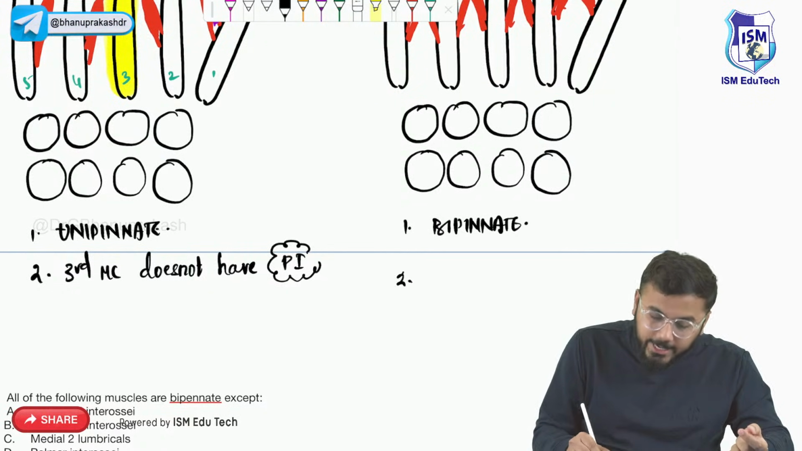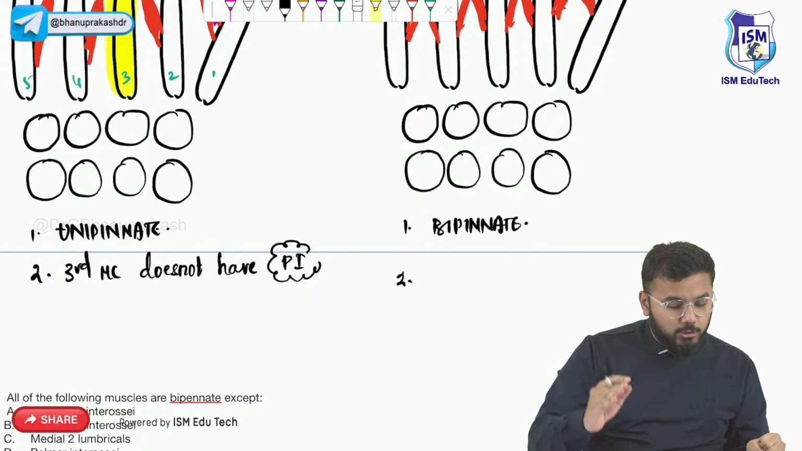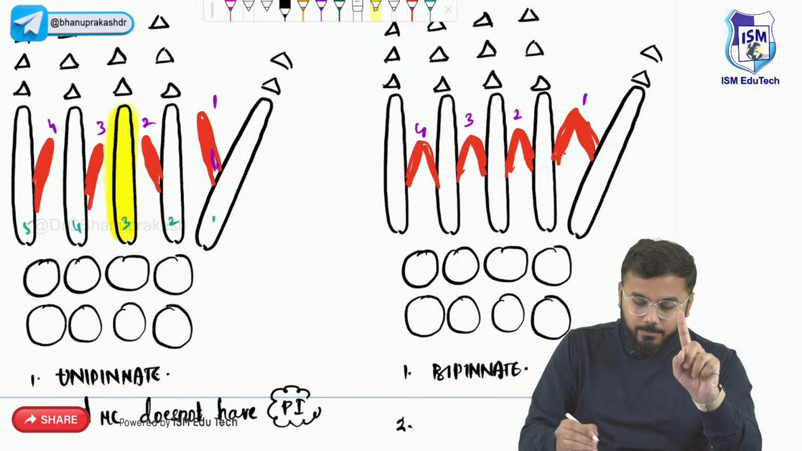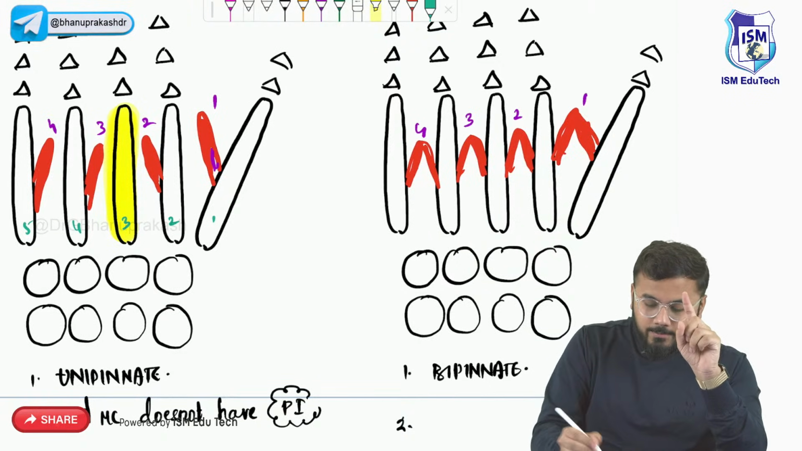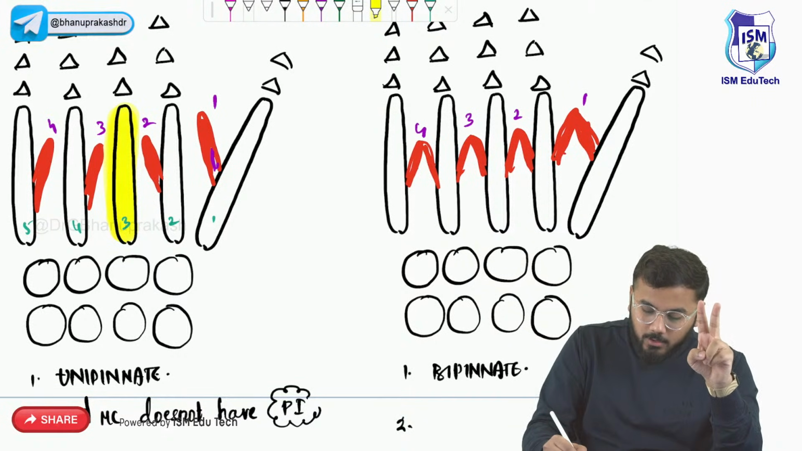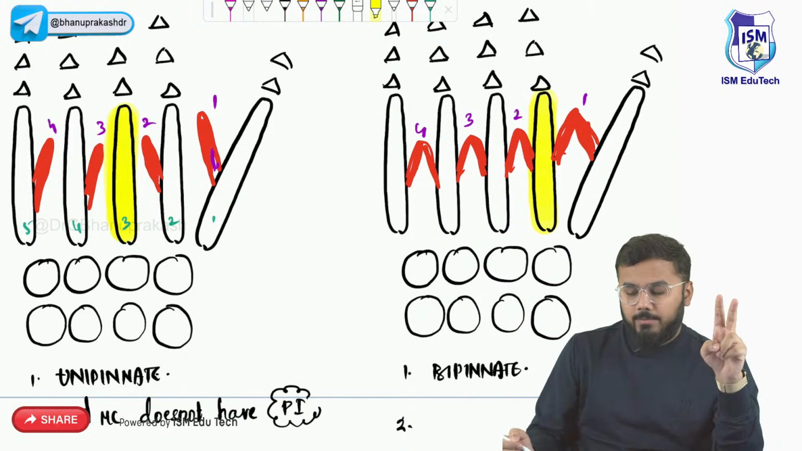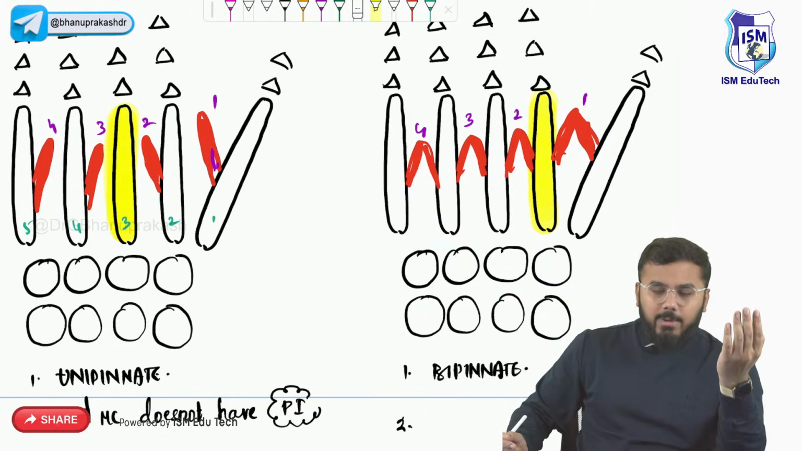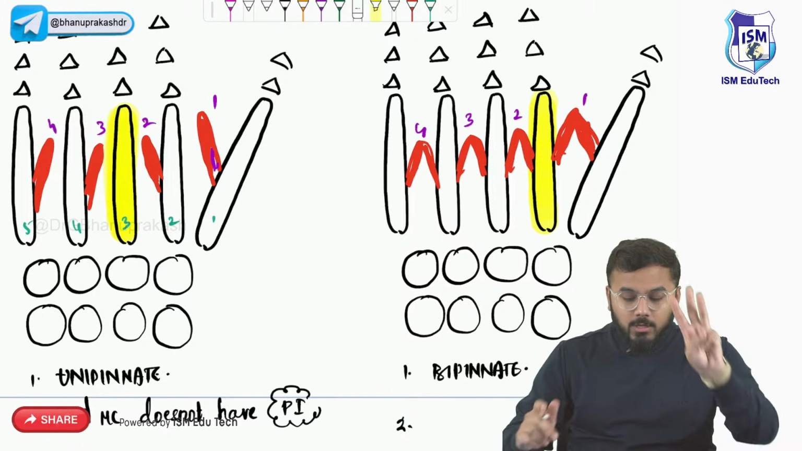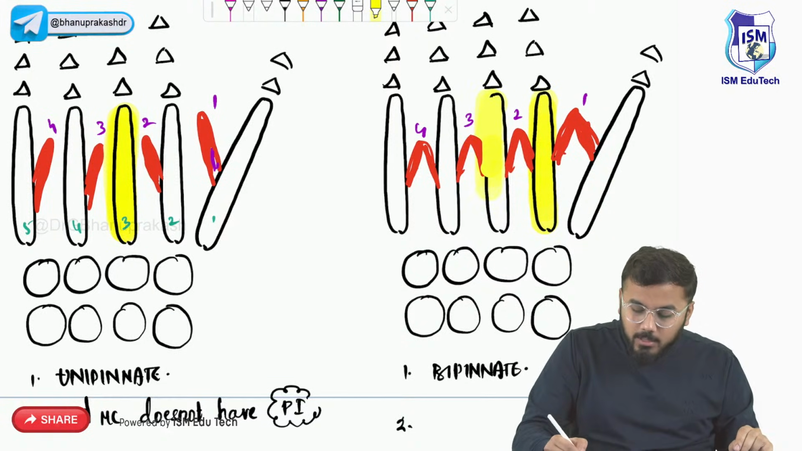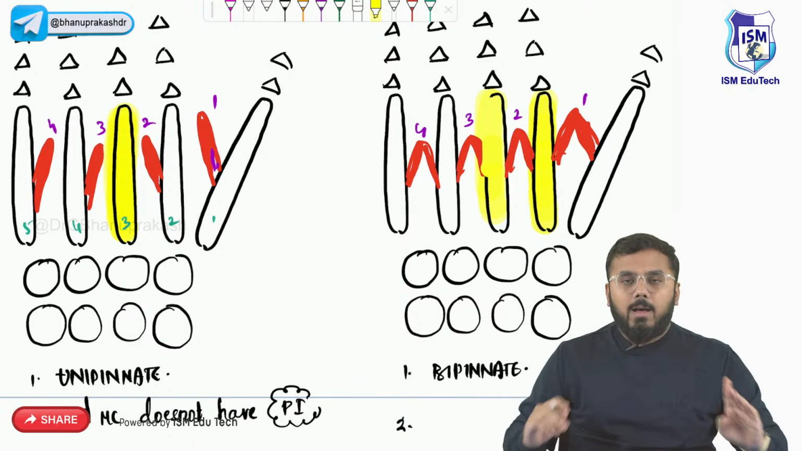Bipinnate muscle. Now the second question is, to which finger is the interossei not attached? Look here very carefully. This is the confusing point here. See here, look at the second metacarpal. This is the second metacarpal, right? On the right side and on the left side of the second metacarpal, we have got interossei. Look at the third metacarpal. This is your third metacarpal. On the right and on the left, we have got interossei.